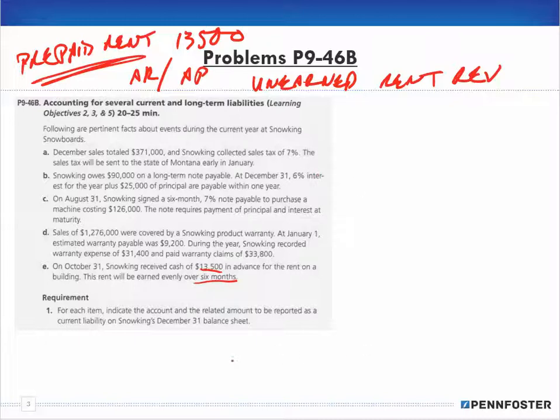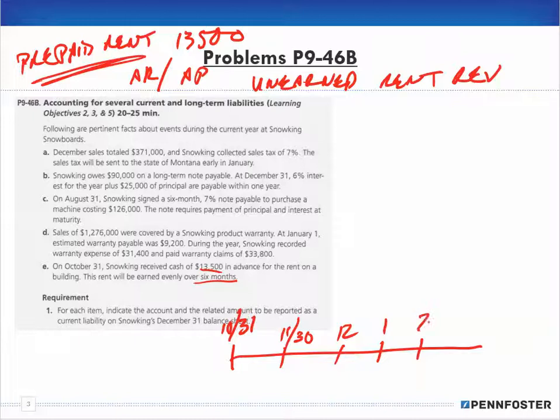So let's draw a timeline here. So this here is 10/31, 11/30, this is December, this is January, February, 1, 2, 3, 4, 5, and this is April 31st, I think it is. Let me look at my calendar. Nope, April 30th, March 31, February 28, January 31, December 31.